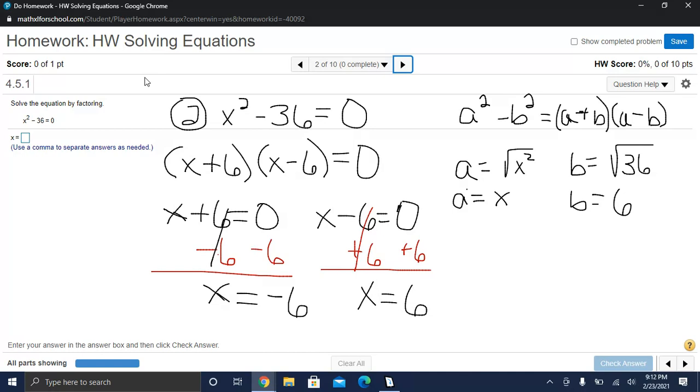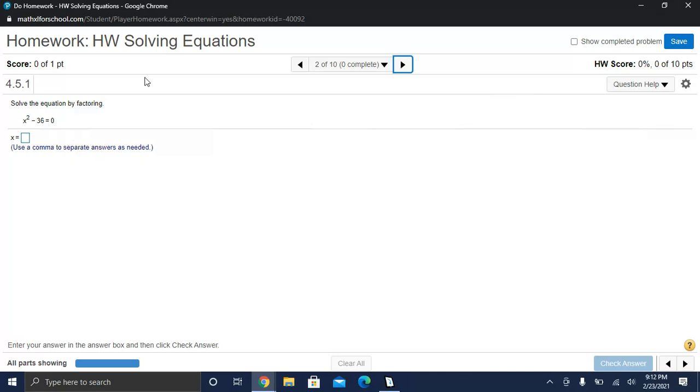When you type them into Math Excel, it says to give both your answers with a comma in between. So you would type them in as negative 6, comma, positive 6, or whatever your answers turn out to be. So there's an example like your second problem on this solving equations assignment.